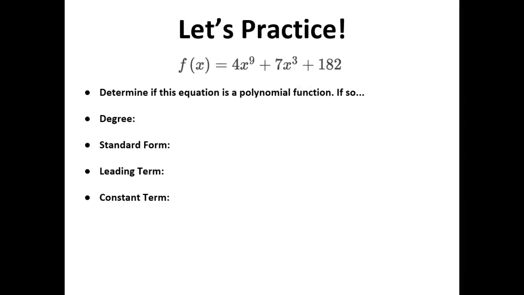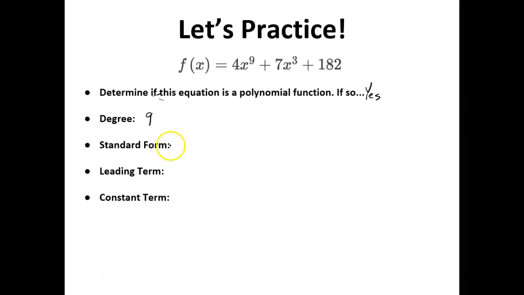are for polynomial functions. If we take a look at this function here, determine if this equation is a polynomial function. I see x's with powers that are whole numbers. So positive whole numbers. So is this a polynomial function? The answer is yes. It is a polynomial function. The degree is the largest exponent. So our largest exponent here is 9. It has a degree of 9.